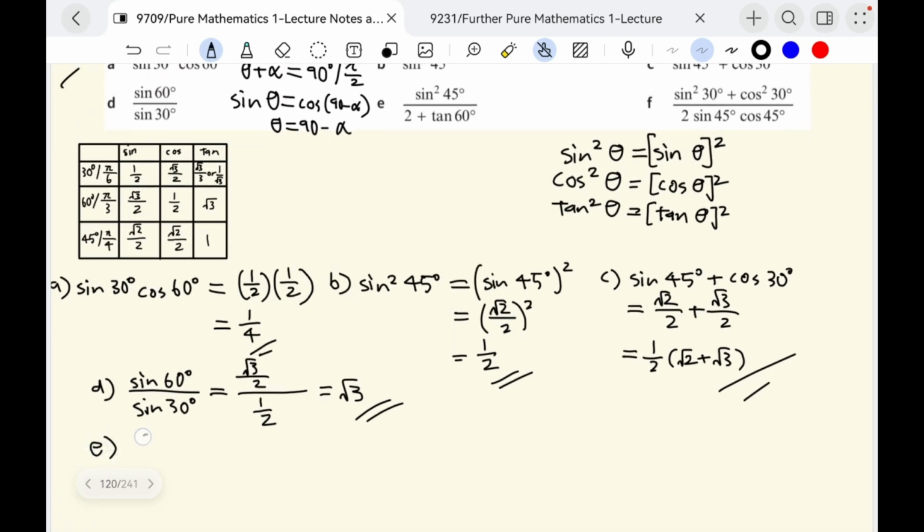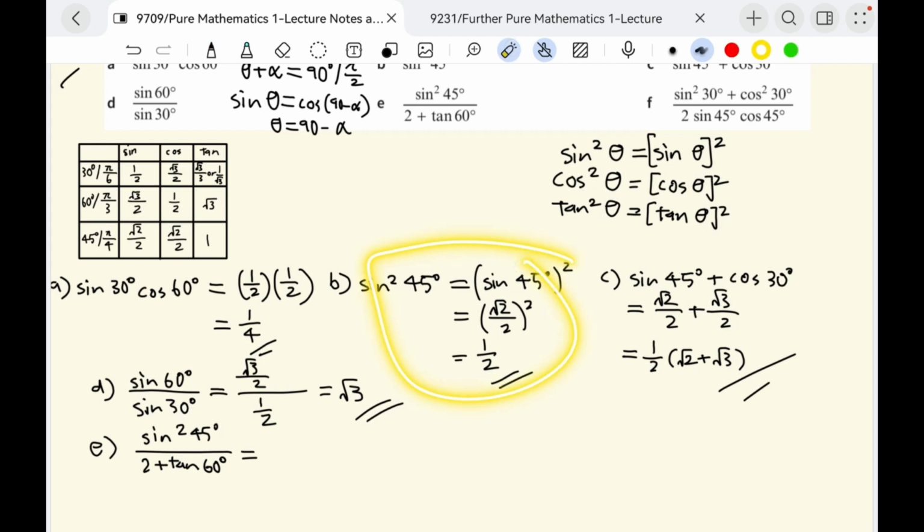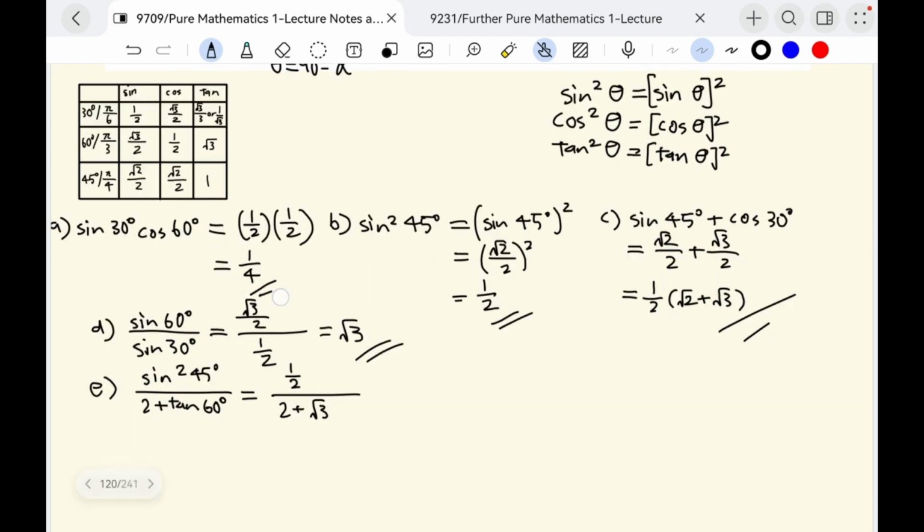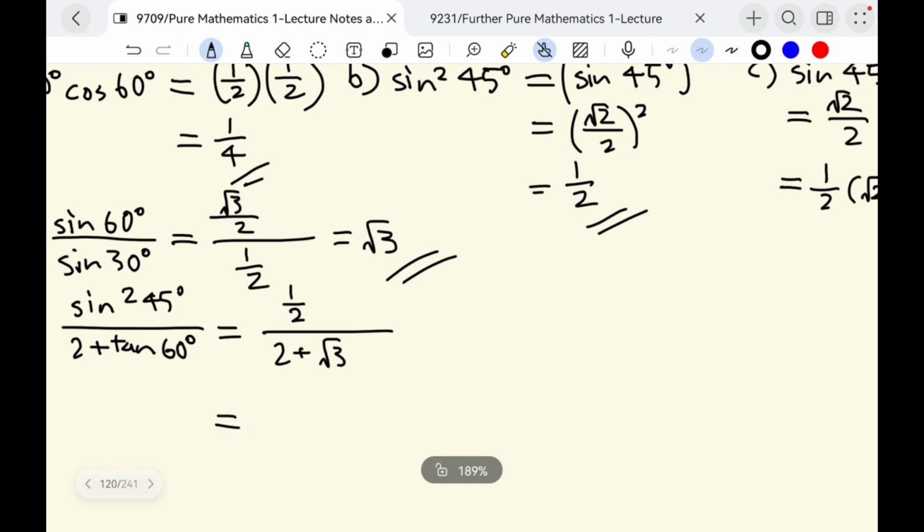E. Sine square 45 degrees divided by 2 plus tangent 60 degrees. So, what is sine square 45? As we have determined from B, which is half. So just plug half into the numerator. So for the denominator it is 2 plus tangent 60 degrees, root 3. Okay? So this is 1 over 2. So we can move it downwards. It is 4 plus 2 root 3.